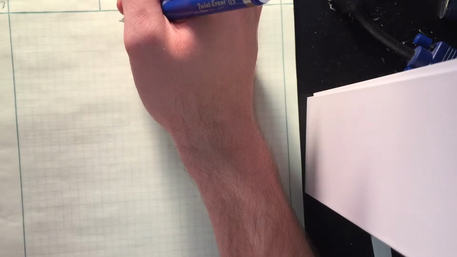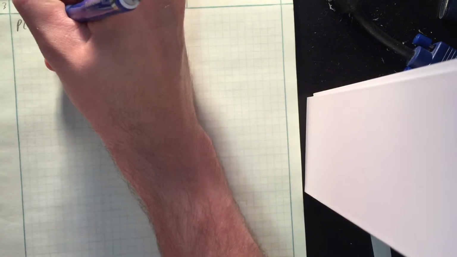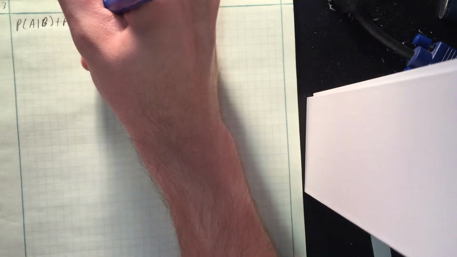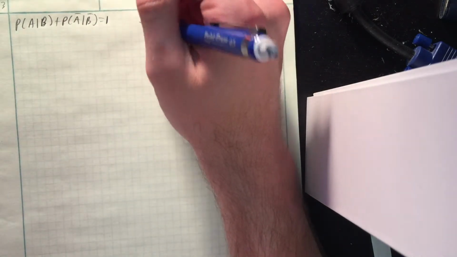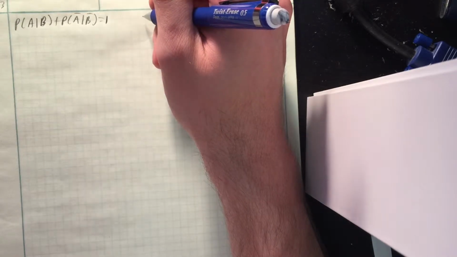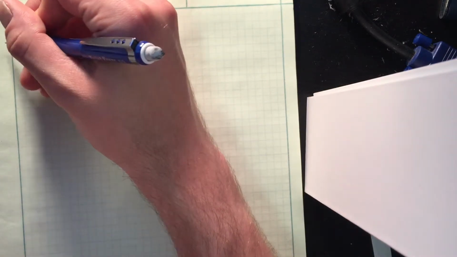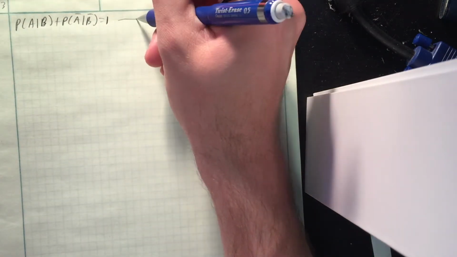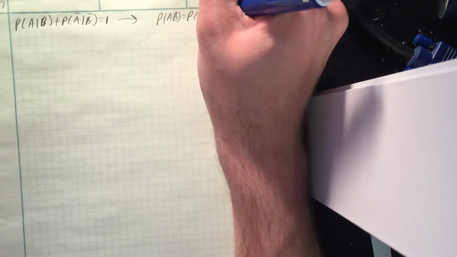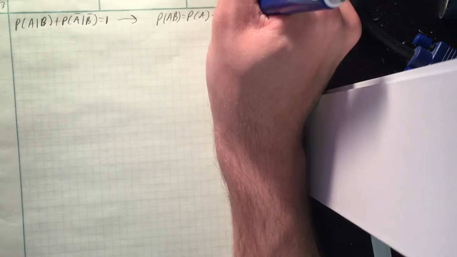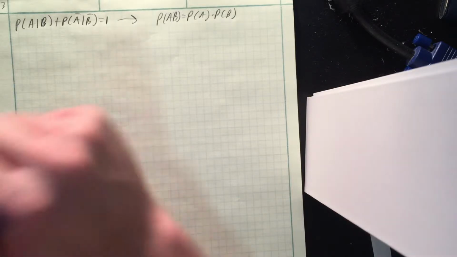Now, the question is to prove or disprove: if the probability of A given B plus the probability of A not given B not equals 1, then A, B are independent. So we kind of have to prove independence. And to prove that independence, we need to get this statement in the form of the probability of AB equals the probability of A times the probability of B. So that is what we need to prove independence.